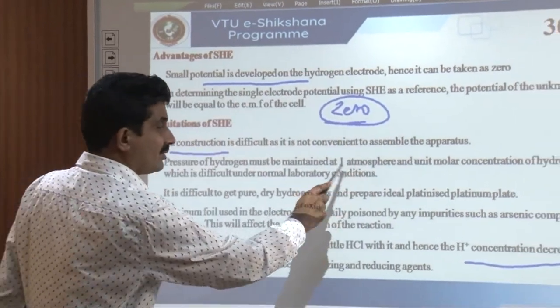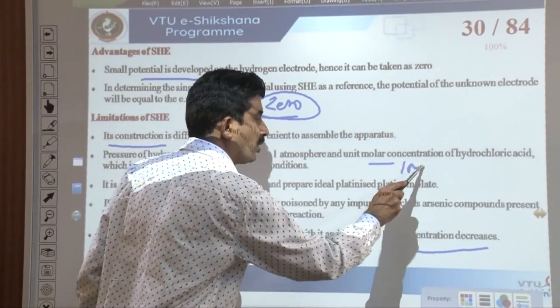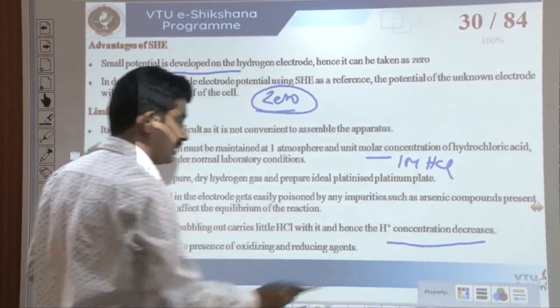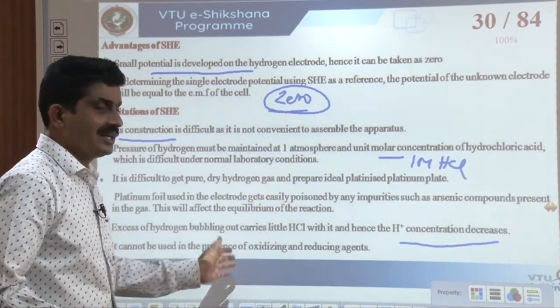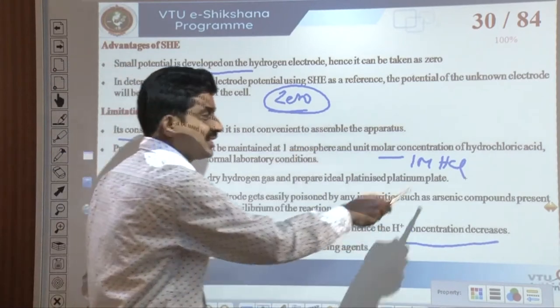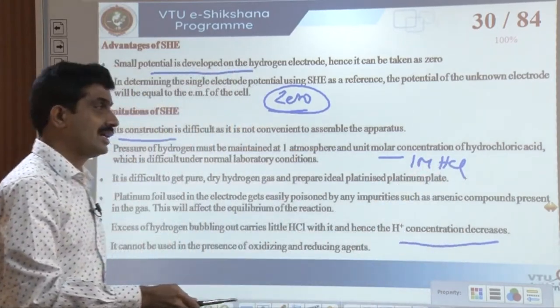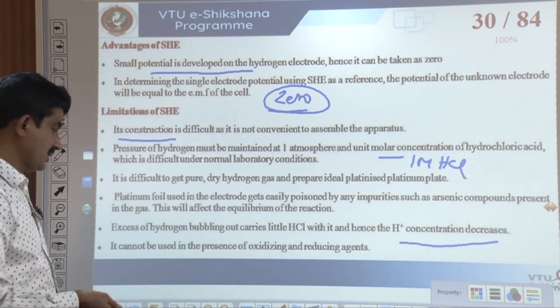Here we have to maintain a 1 molar concentration of HCl. So if hydrogen gas is bubbled in excess, it will carry a small quantity of HCl along with it. That decreases the concentration of hydrochloric acid, and that affects the equilibrium. Again, this is one of the limitations.